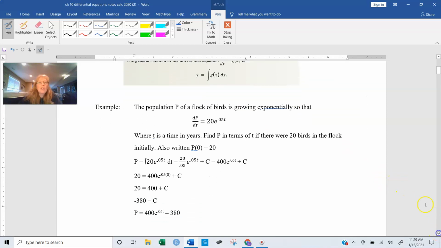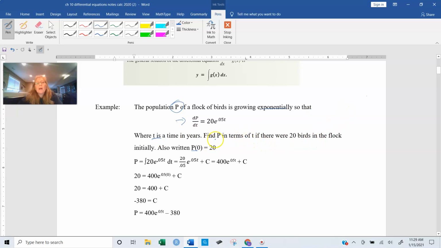We have a population, P is what population is. A flock of birds is growing exponentially. So our equation is given to us. We have a derivative with respect to time. So as time goes up, population goes up. So we have to figure out what this means. T is time in years.